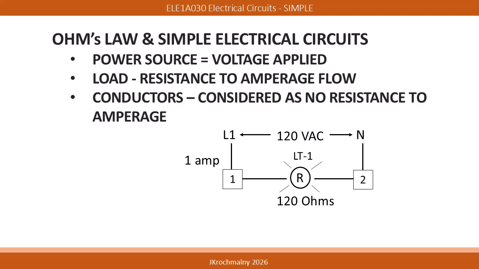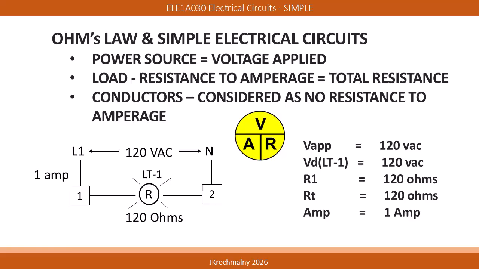This ladder diagram shows that with 120 volts of AC power being applied to a load having 120 ohms, 1 amp flows through the circuit. We can now also understand that in this simple electrical circuit of having only one load, the applied voltage of 120 volts is the same value as the voltage dropped across the LT1 load. The electrical circuit's total resistance is equal to the resistance value of the LT-1 load.